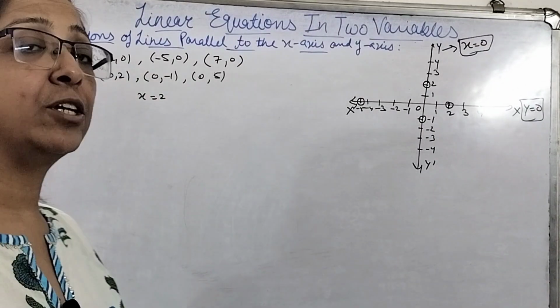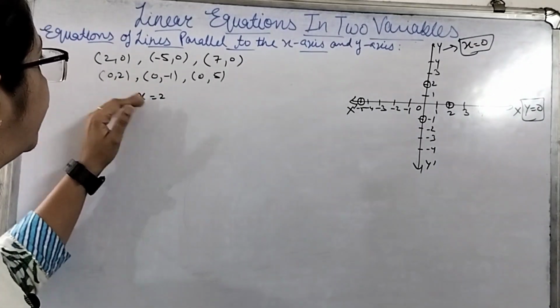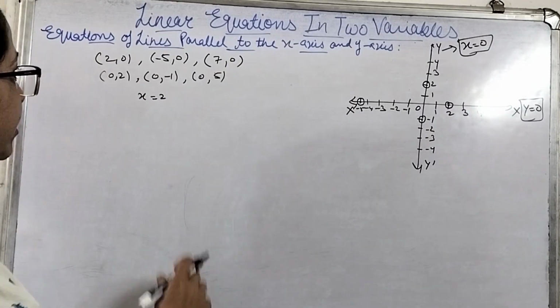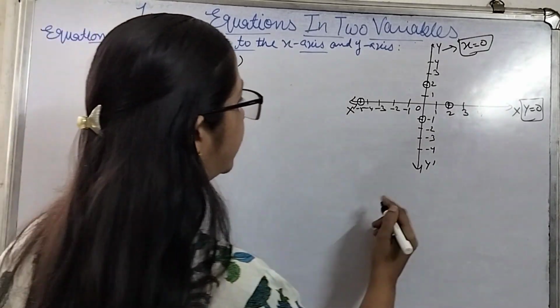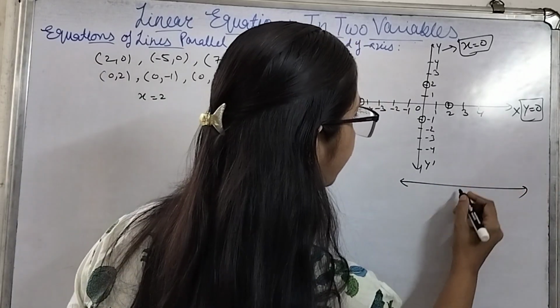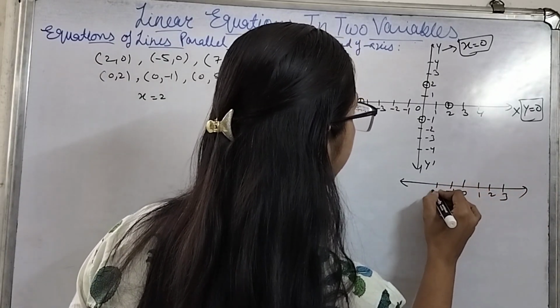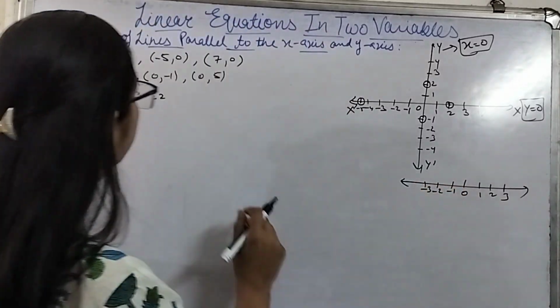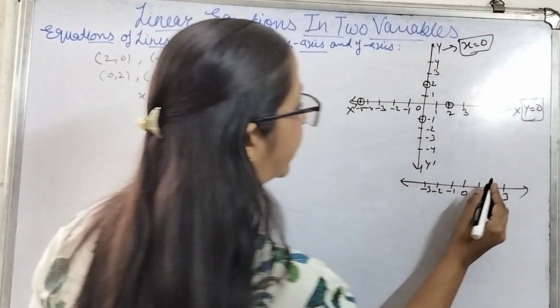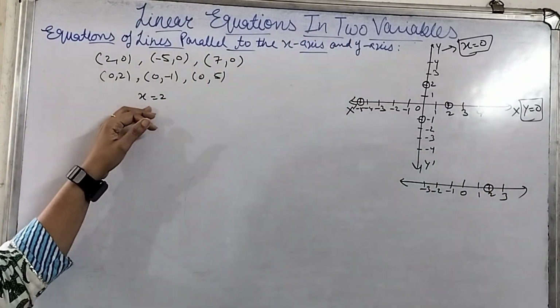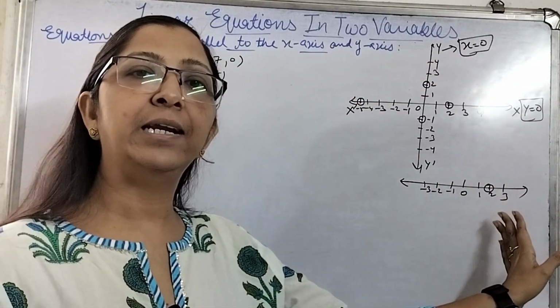This is a linear equation in one variable, and it could even be represented as a linear equation in two variables. If we are going to represent it on the number line, we can simply take a number line with 0 here. In the positive direction we have taken the numbers, and in the negative direction we have taken the numbers. Here x is equivalent to 2, that means this is the point which is to be located. On the number line we can represent it like this.